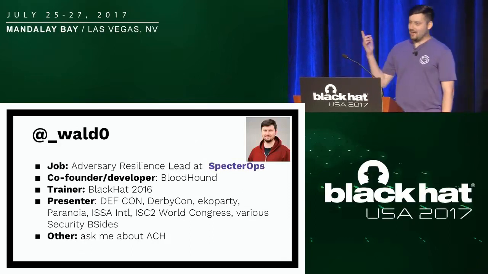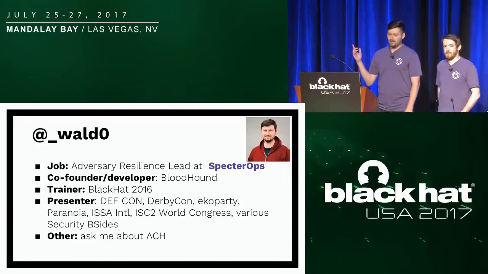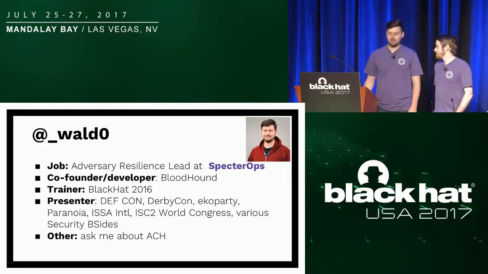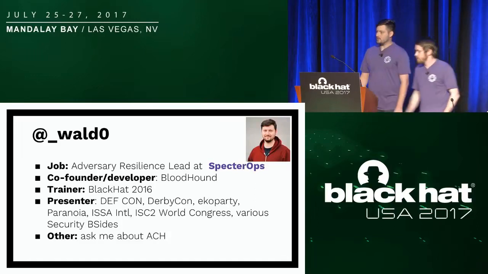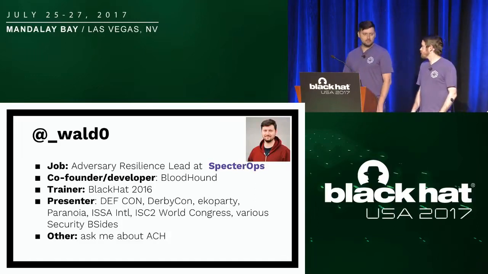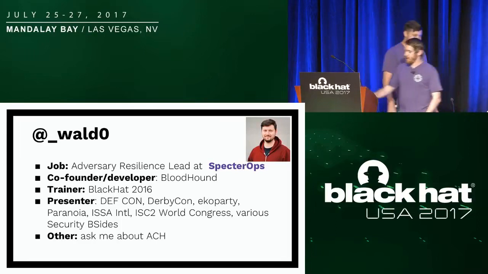This is me, Andy Robbins, also known as Waldo. I work at SpectreOps as the Adversary Resilience Lead. I'm a co-founder and developer of the Bloodhound Project. I've done training, I've done presentations, and if you're a financial geek, I would love to talk to you about ACH and how awful that whole platform is.